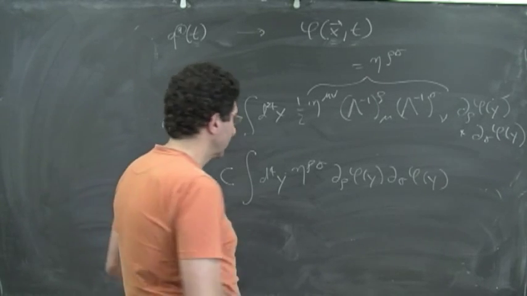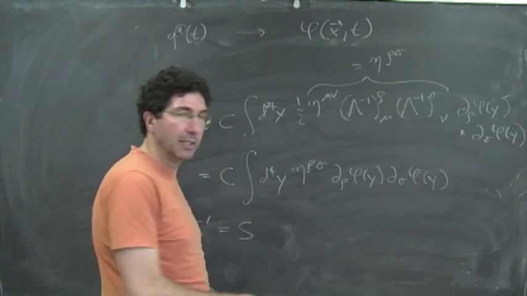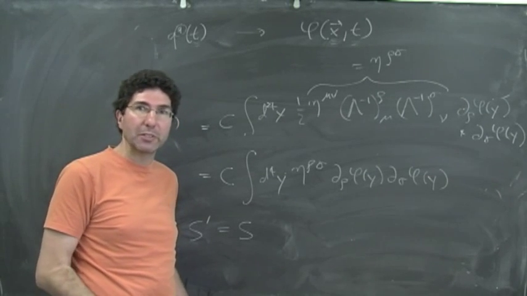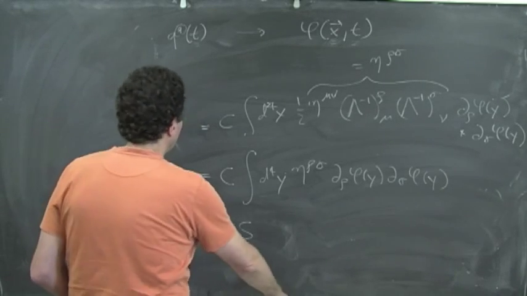So at the end of the day, what we conclude is that S prime is equal to S. S truly is Lorentz invariant. It looks Lorentz invariant, and it is Lorentz invariant. So that's it.